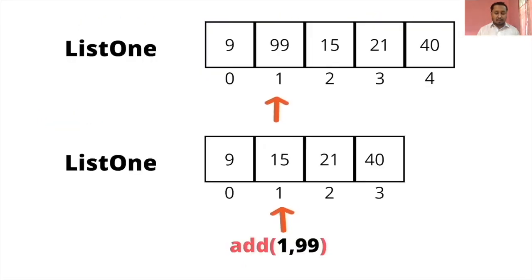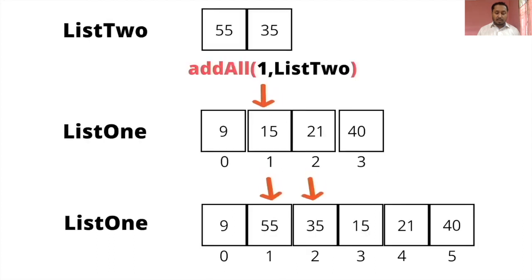Using the List interface method add, we could add an element at a particular index in the list, where the first parameter is the index number and the second parameter is the value. Using the addAll method, we could add one list into another list at a particular index, where the first parameter is the index number and the second parameter is the list.